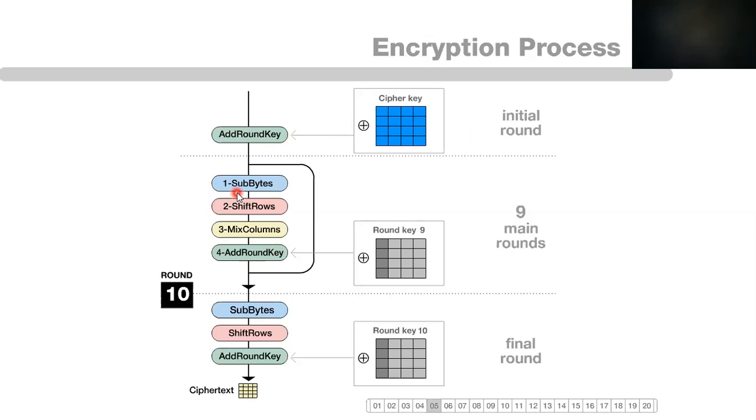So dear student, these two steps fundamentally qualify for diffusion, and the first step, which is the sub byte transformation, qualifies for confusion. And in modern block ciphers, add round key is another additional step.